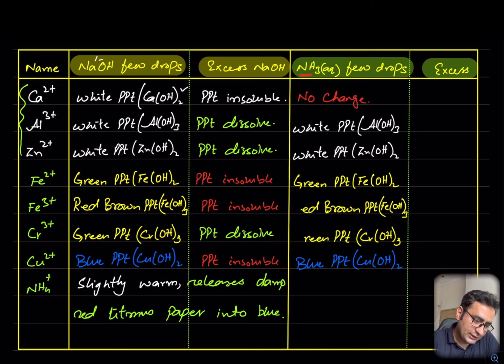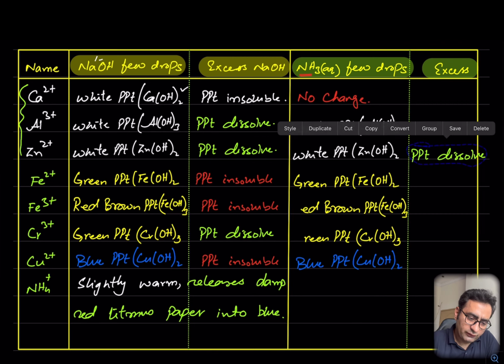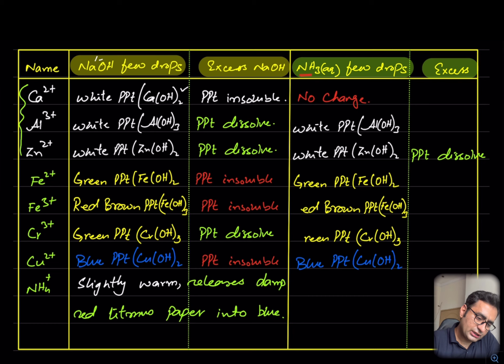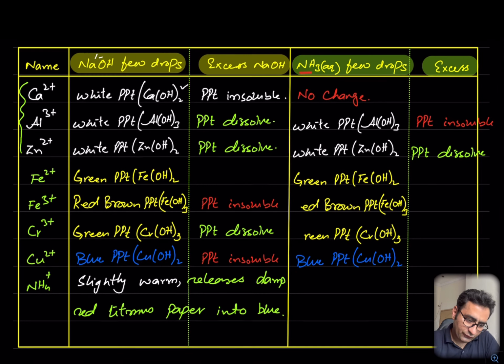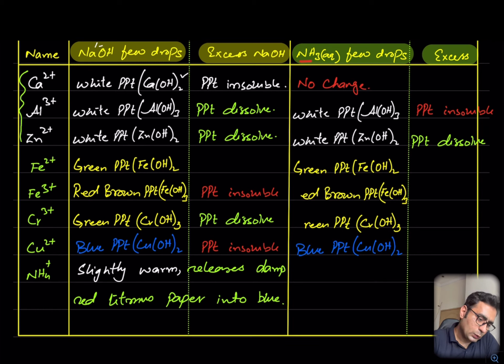Aluminum and zinc will give white PPT, and the precipitate of zinc will get dissolved. But the precipitate of aluminum hydroxide will not be dissolved. For aluminum 3 positive, aluminum hydroxide PPT will remain insoluble. And in a similar way, iron 2 and iron 3 will give the same precipitate, but the precipitates of all transition metals will remain insoluble except copper.